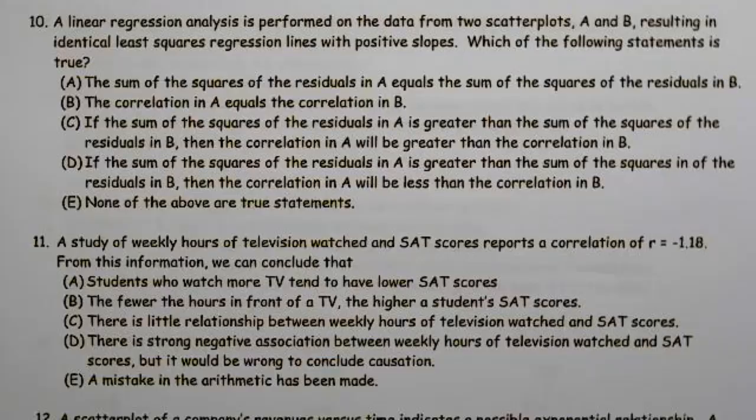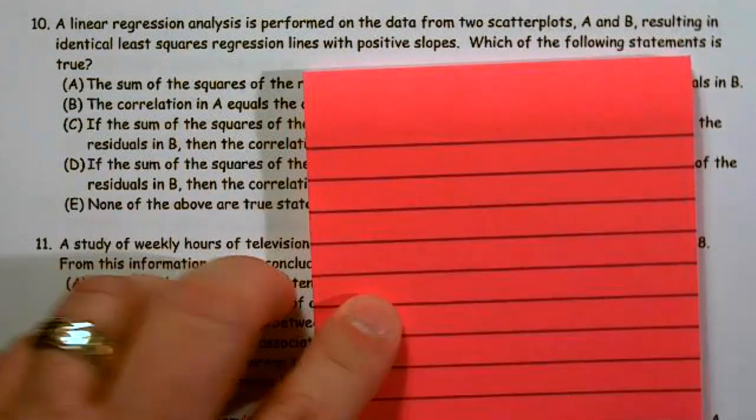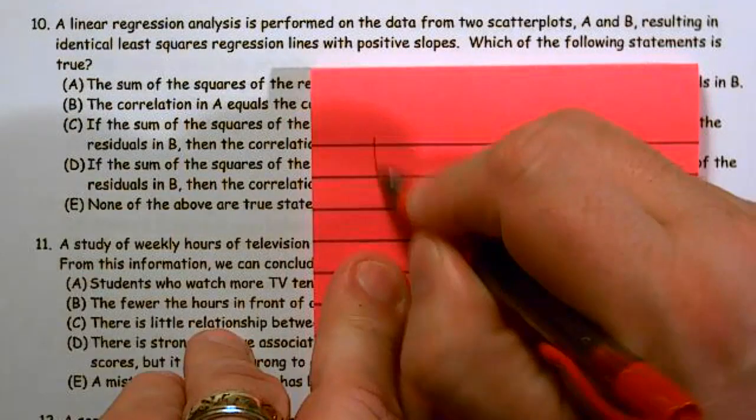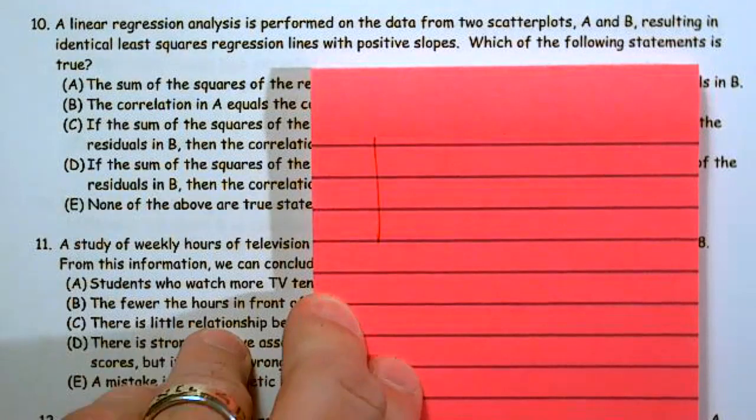All right, so number 10. A linear regression analysis was performed on the data from 2 scatter plots, A and B, resulting in identical least squares regression lines with positive slopes. Which of the following statements is true? All right, so we have 2 identical equations. Well, I can have 2 identical equations, and one can have a graph.